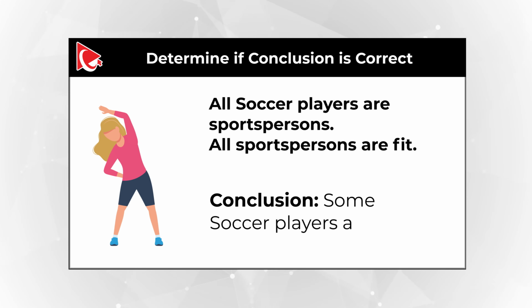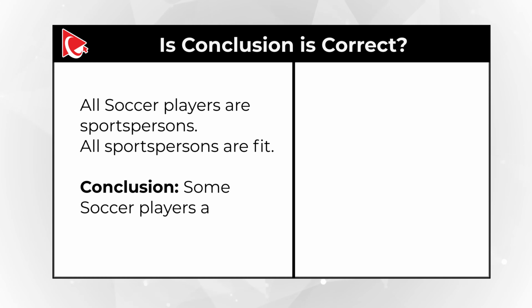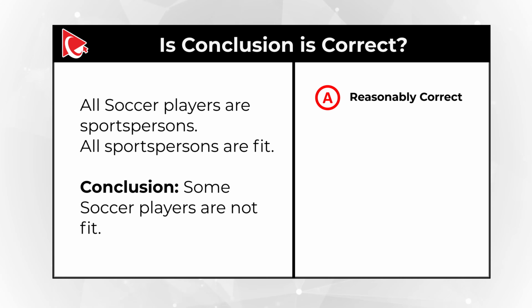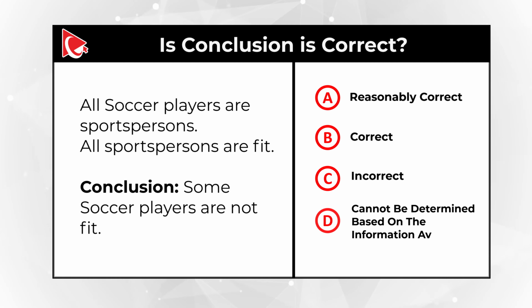Conclusion: Some soccer players are not fit. You need to determine if this particular conclusion is correct. You have 4 different choices to determine if the conclusion is accurate. Choice A, it's reasonably correct. Choice B, it is correct. Choice C, it's incorrect. And choice D, cannot be determined based on the information available.